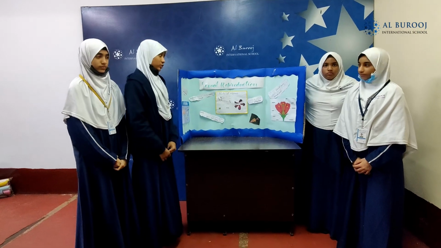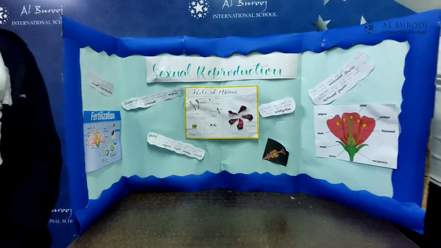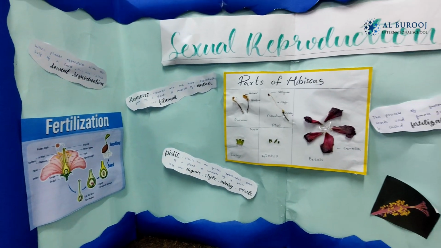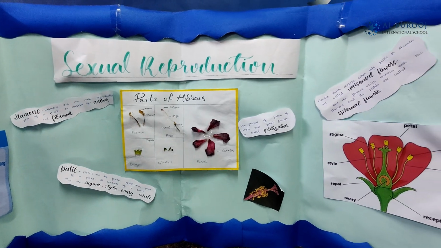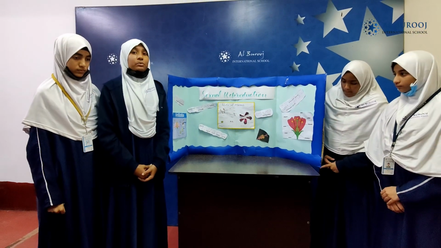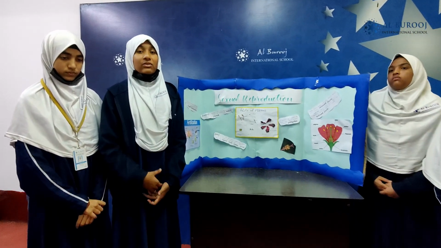Now, fertilization. The process of fusion of the male gamete and the female gamete, which produces a zygote, is nothing but fertilization. So, what is a gamete? A gamete is nothing but a reproductive cell. It can be both male and female. And what is a zygote? When both male and female gametes fuse together, they form a new cell that is called a zygote.